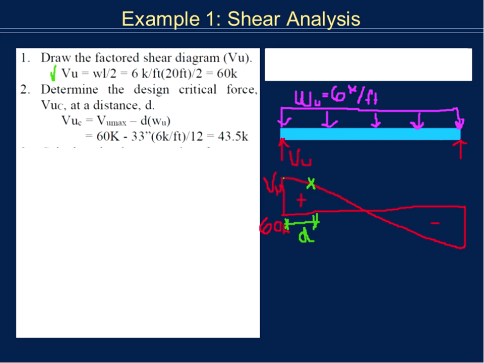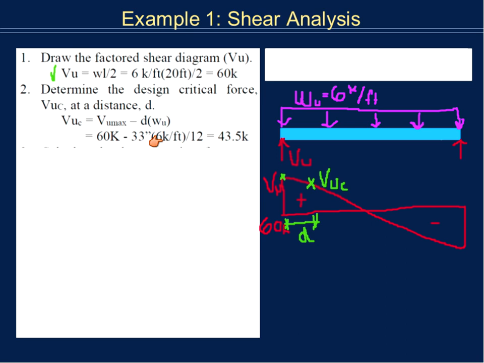Or you can use the equation of a line where your y-intercept is 60, and then you decrease linearly at 6 kips per linear foot over a distance of 33 inches. So it's your choice. You can either use the shear diagram to interpret what VU sub C would be at a distance D. Again, this is VU sub C. Or you can use the equation of a line, so y is equal to mx plus b. That's your choice. Either will get you that maximum value at a distance d.